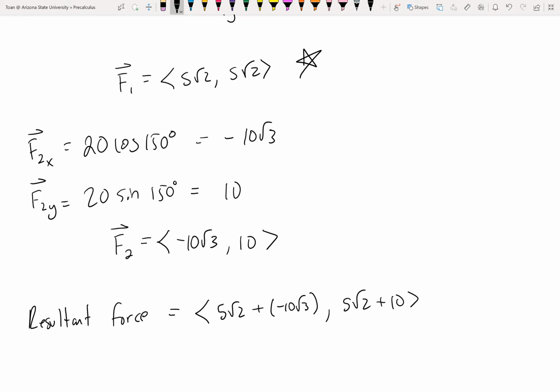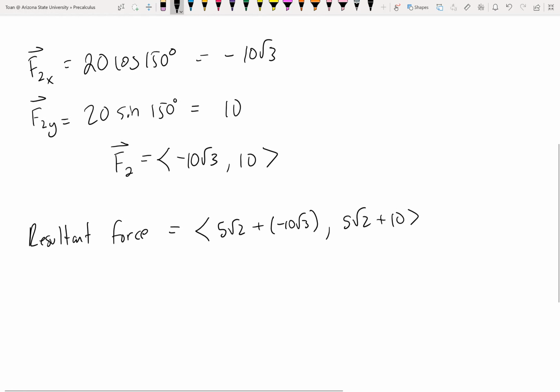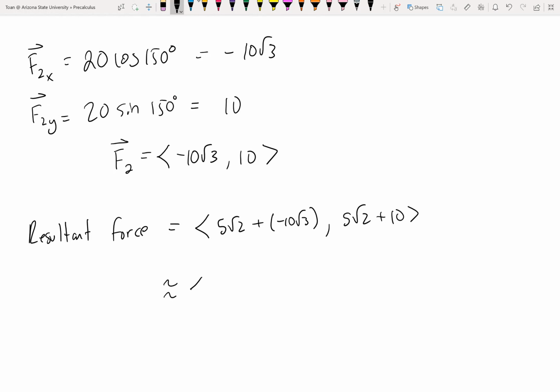And, since this is a real-life word problem, it's okay to get decimal approximations. So pop that into your calculator. You're going to get approximately negative 10, comma, 17. Let's round to the nearest integer. And you can sort of see that in the picture.